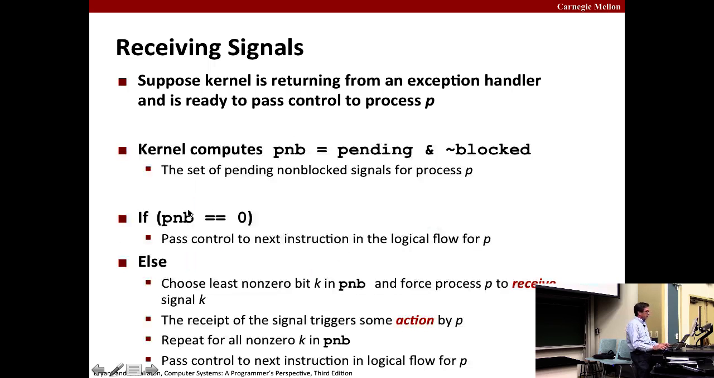However, if PNB is non-zero, then it chooses the smallest non-zero bit in PNB, and it forces process B to receive the corresponding signal. The receipt of the signal triggers some action in the process. And then we repeat that for all the non-zero bits that are set in PNB. And finally, when we've gone through all the non-zero bits, then we pass control to the next instruction in process B.